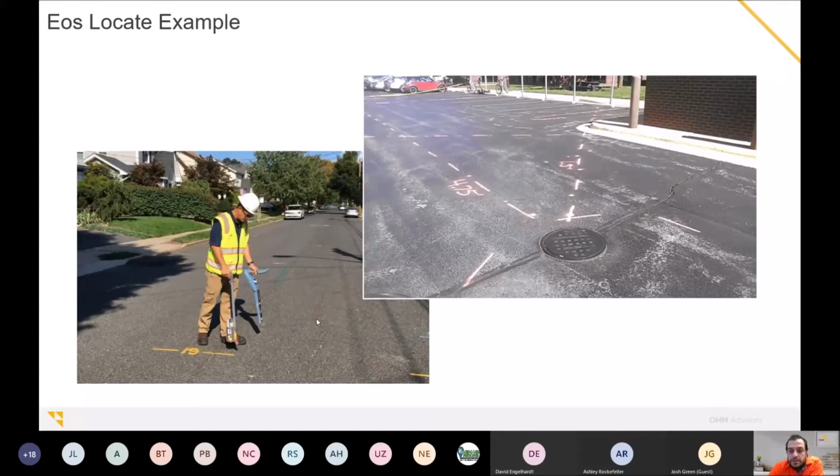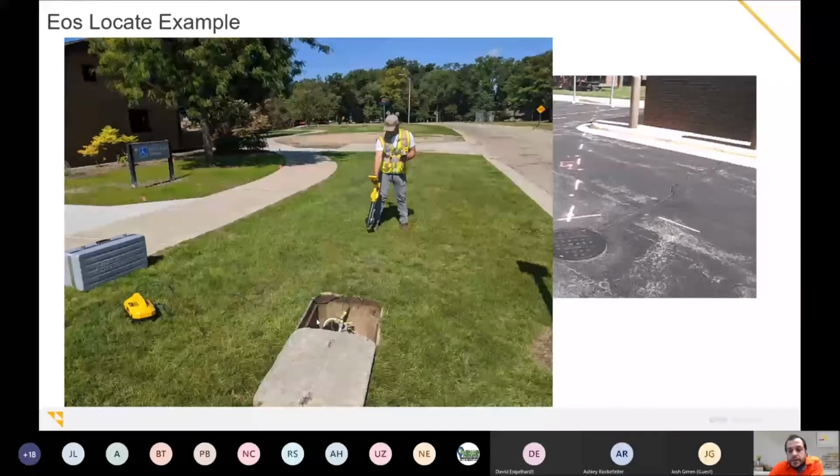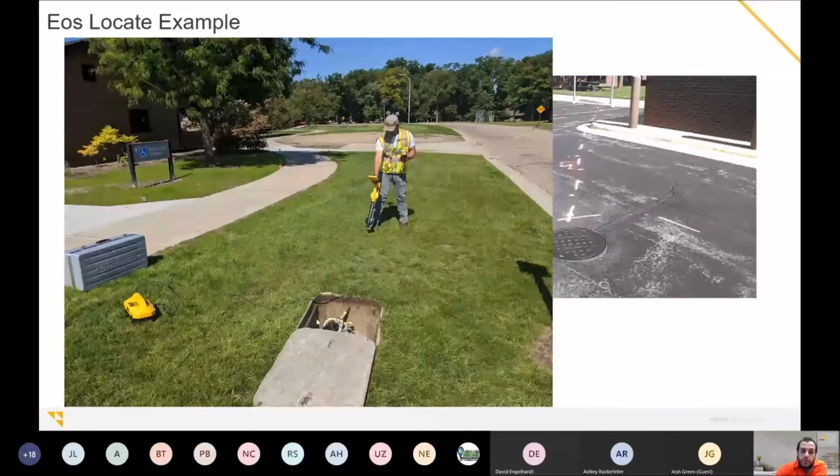But with Locate, you visit the site once, you get the accuracy desired and required, and it's all captured with one click on the same locator directly into your GIS as a 3D network. So it's actually putting the point below ground, below the surface, at the depth of that asset. And again, once it's in GIS, we can easily export it to Civil 3D or MicroStation for as-built purposes.